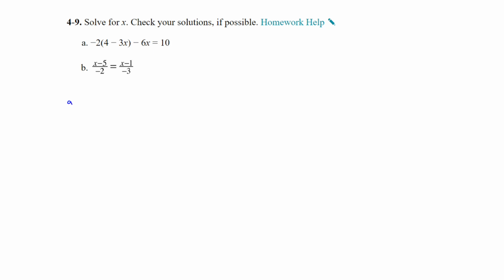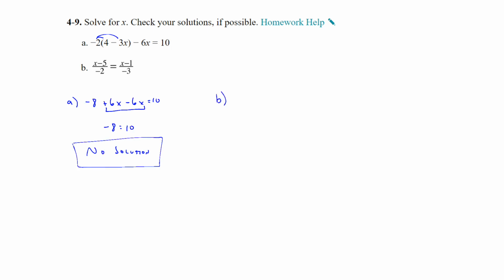So we'll take question A. We'll go ahead and distribute the -2 to both terms, so that'd be -8 plus 6x minus 6x equals 10. Combine your like terms. The positive 6x minus 6x will be 0. That cancels each other out, and you're left with negative 8 is equal to 10. Since there's no x value left, and this is not a true statement, there is no solution that will work. And therefore we can't check it because it doesn't exist, or there is no solution to check.